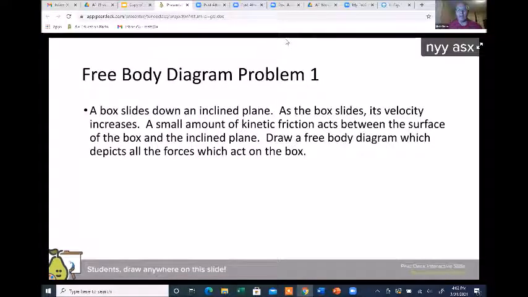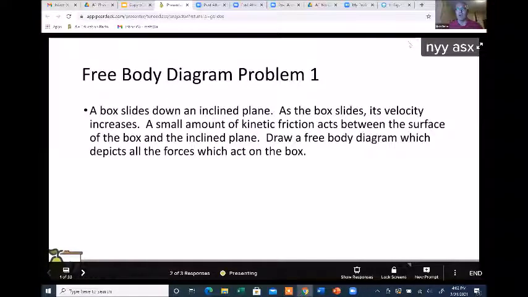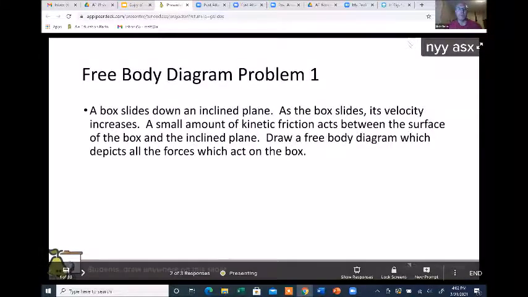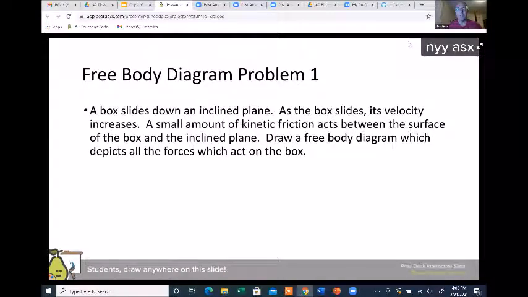For those of you that just came in, make sure that you go ahead and join our Pear Deck presentation by going to joinpd.com and entering the code NYYASX. Again, that's joinpd.com, code NYYASX. And when you do, I want you to go to that Pear Deck screen and try to draw a free body diagram for problem 1.